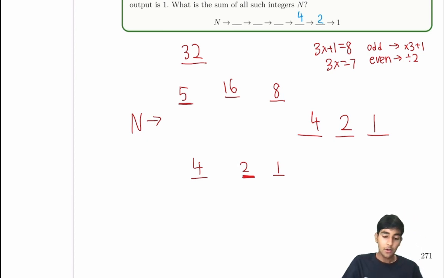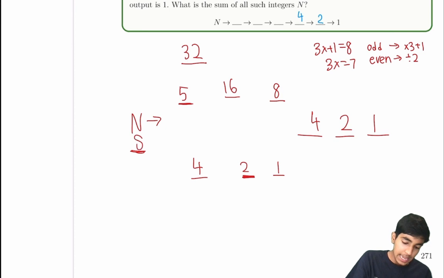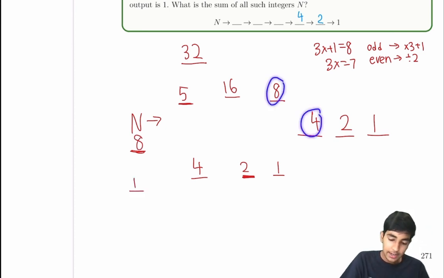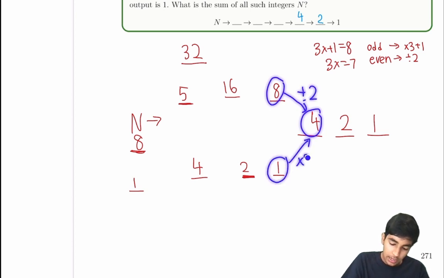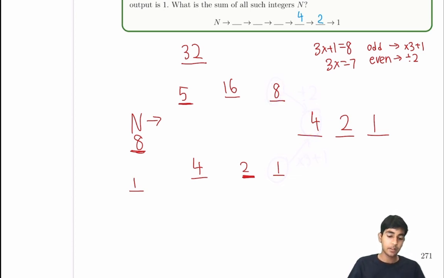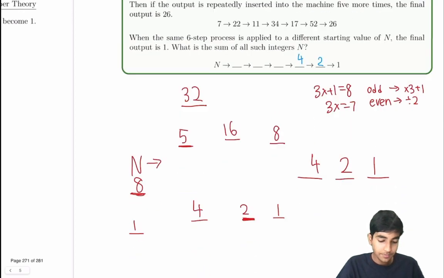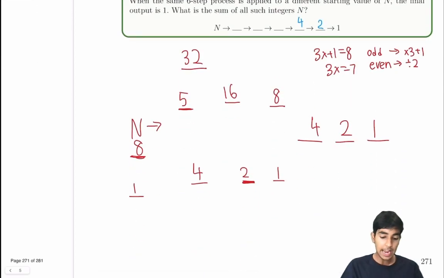So 4. What values can come before 4? It can be 8 or 1, like we already discovered, because if it's even, 8 divided by 2 is 4. If it's odd, 1 times 3 plus 1 gives 4. So 8 and 1 are two possible values of n. Now if it's 5 or 32, then we have some possibilities as well.